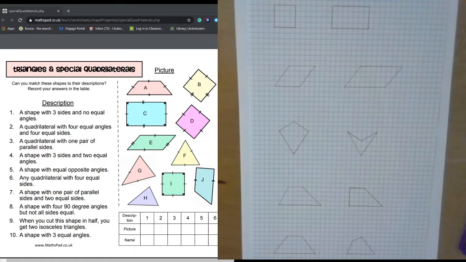Hello, Year 8. With the constructions, I'm still awaiting some answers just to see what's going on, so I'm going to pause it for a little while and we are going to continue looking at the angles. I will come back to the constructions.